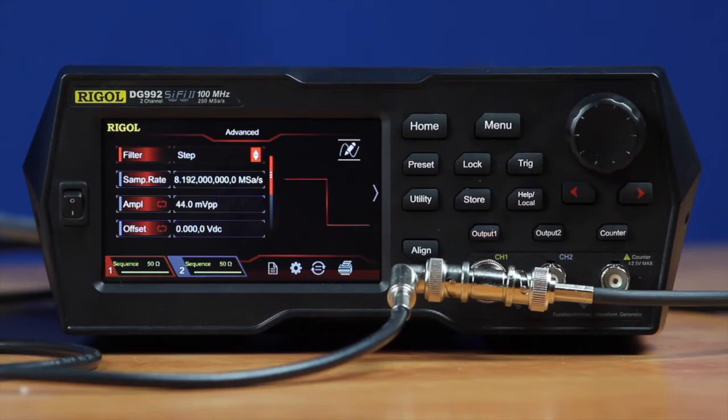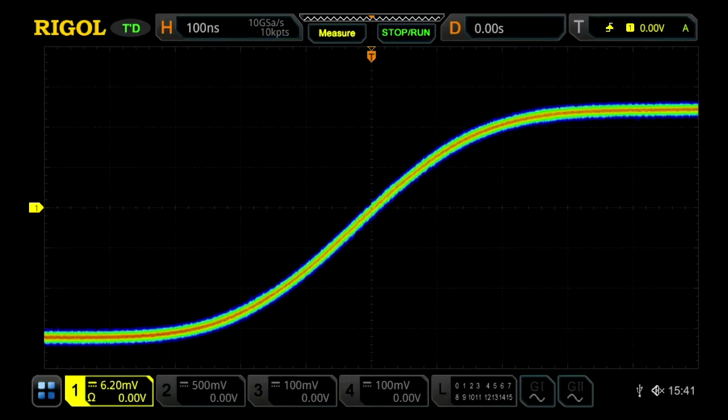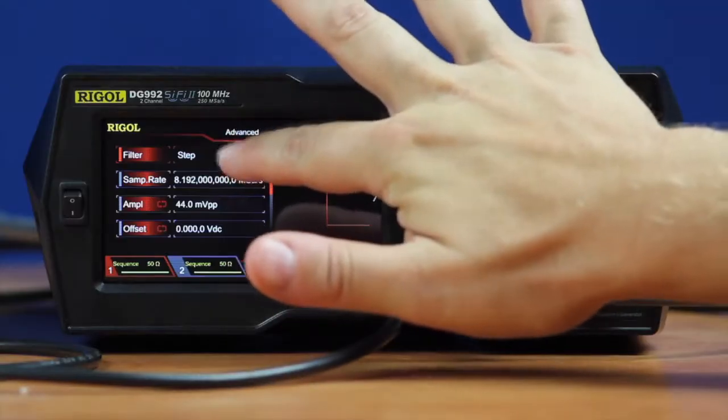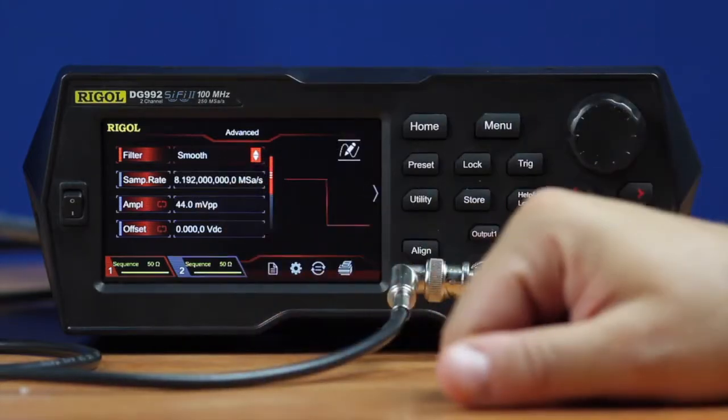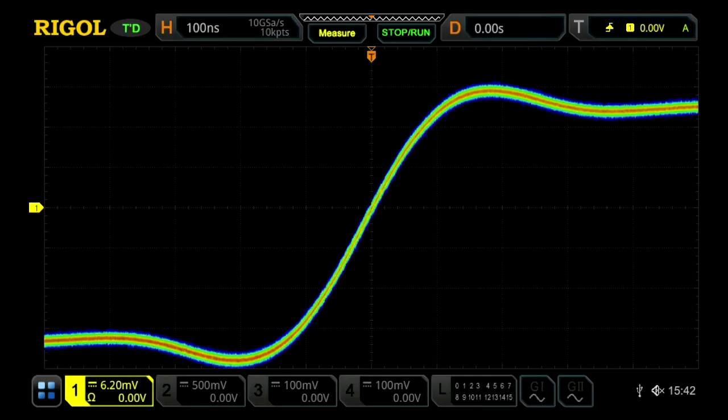The DG900 generator has 3 modes of filtering in SiFi II technology. The first one we're going to look at is a step function. So here's the rising edge of a square wave using the step filtering technique. We can take that same square wave and use the smooth filtering function.